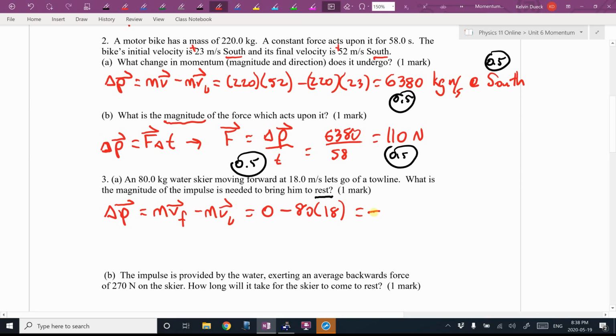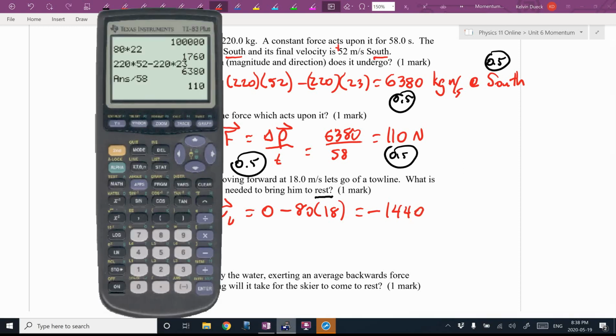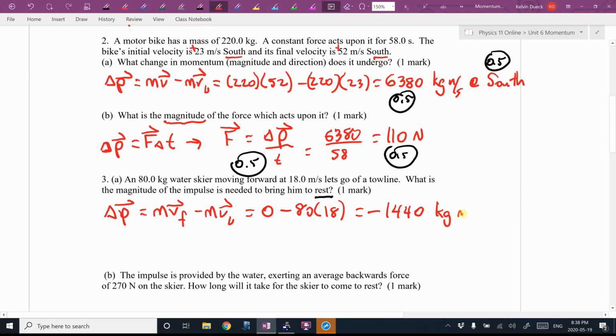Is it negative 1440? Double check that. 80 times 18, I know it's negative. Yeah. Kilogram meters per second. They just wanted the magnitude, so if you didn't include the negative, I don't care. I would probably go something like this. The negative means, by the way, he had to lose momentum to come to a stop. Of course the skier did. Otherwise, how would the skier have come to a stop?